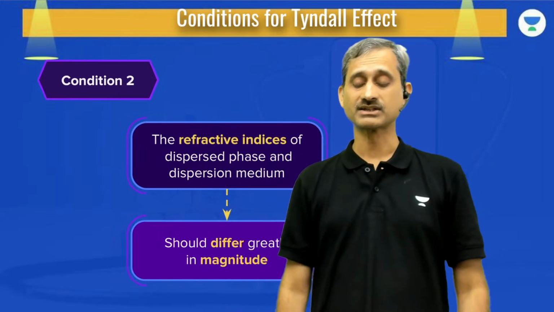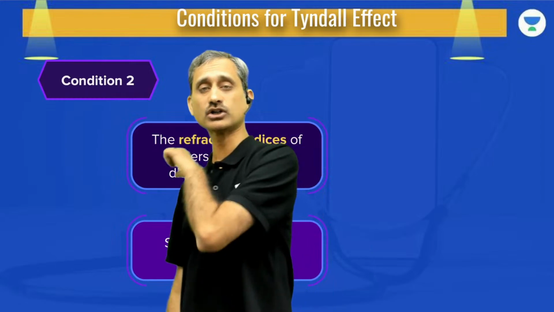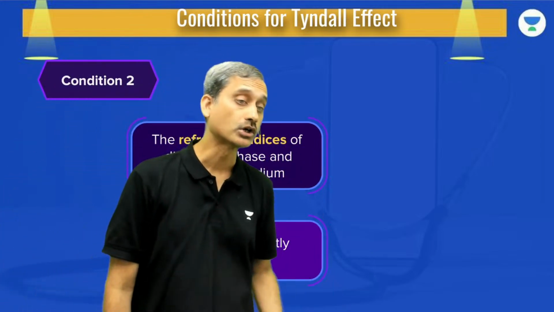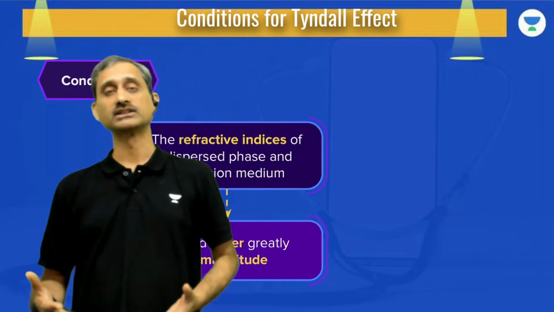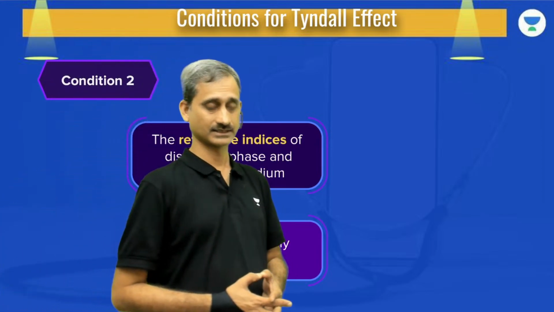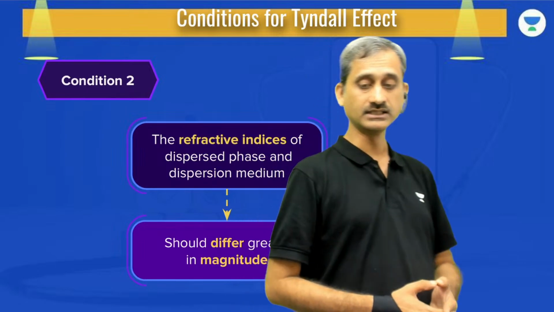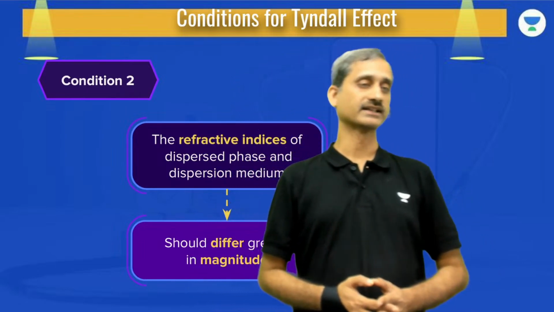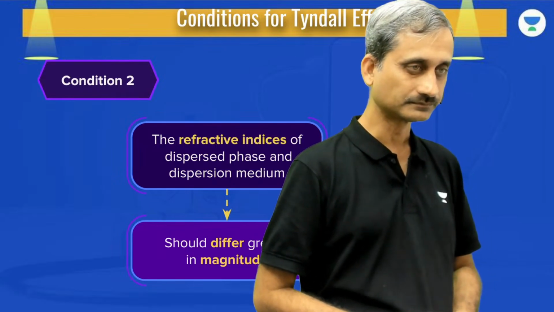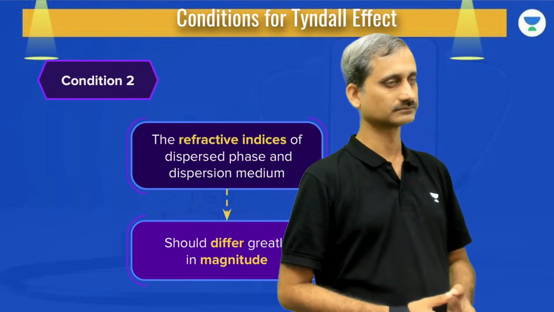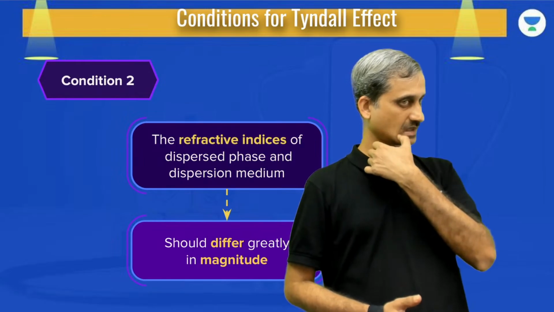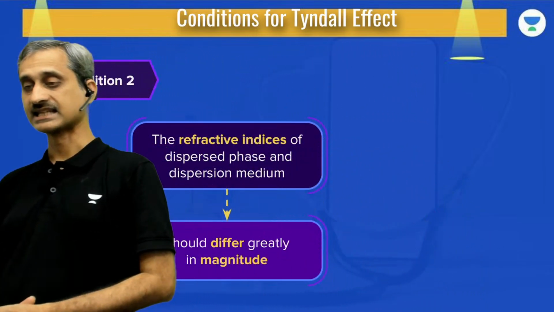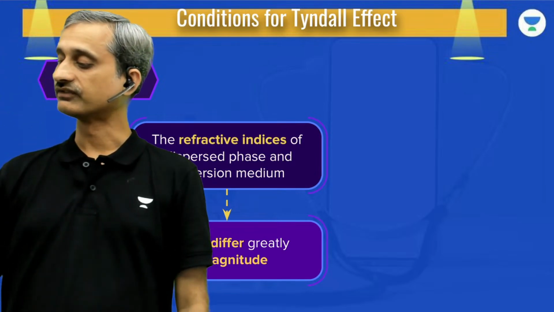And here comes the fact that lyophilic colloids show a lower value of Tyndall effect and lyophobic colloids show a higher magnitude of Tyndall effect. Clear? The more the difference between the nature of the particles, the more Tyndall effect would be seen. Is this clear? So that is the example of the Tyndall effect.